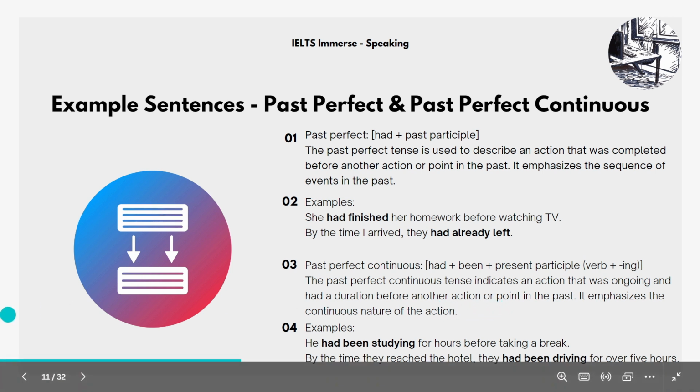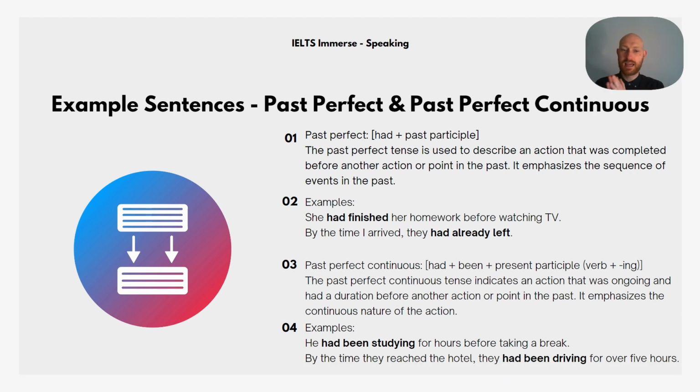So if I was to put on my camera again, he had been studying for hours before taking a break. Taking a break, but before that, had been studying. But this time it's different because it is a continuous action. It was happening a lot of the time. So some verbs we tend to use more as a continuous action. It's important to note that. And also we put a duration on there as well, and we explain this by saying how many days or hours or months. For example, they had been driving for over 5 hours.